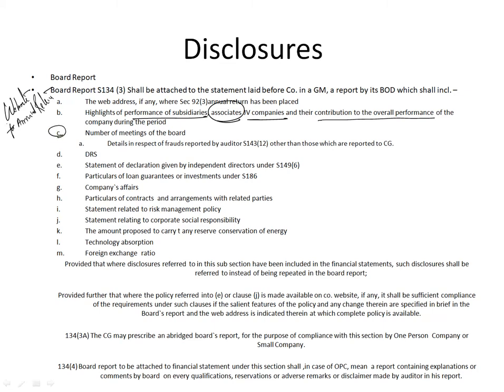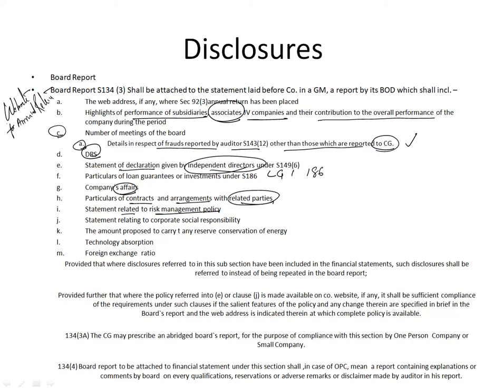Then the number of meetings of the board, plus details in respect of frauds reported by the auditor other than those reported to the Central Government. A directors' responsibility statement, which is further divided into other categories, we'll discuss it. The statement of declaration by the independent directors, particulars of loan, guarantee, or investment under Section 186, company affairs, particulars of the contracts and agreements with related parties, statement of risk management policy, statement relating to CSR, any amount proposed to carry to any reserve, and conservation of energy, technology absorption, foreign exchange.